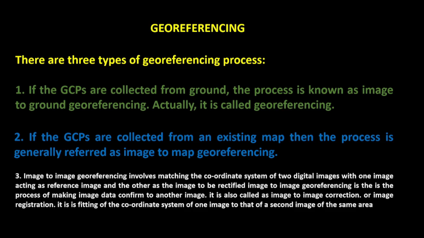Image to image georeferencing involves matching the coordinate system of two digital images, with one image acting as a reference image and the other as the image to be rectified or georeferenced. Image to image georeferencing is the process of making image data conform to another image. It is also called image to image correction or image registration. It is fitting the coordinate system of one image to that of a second image of the same area.